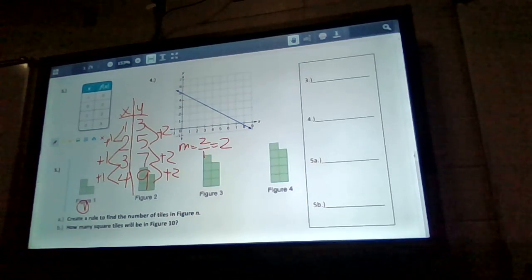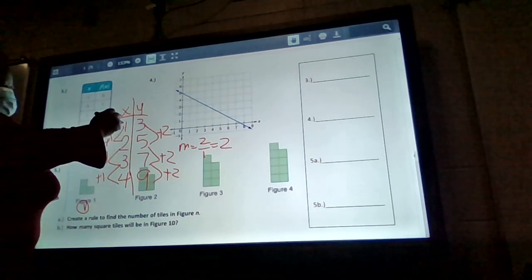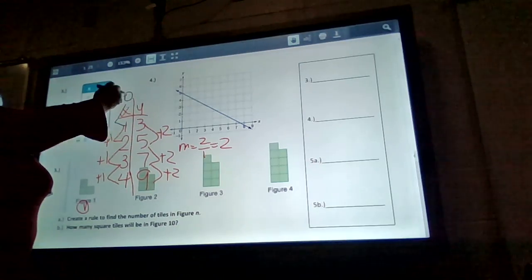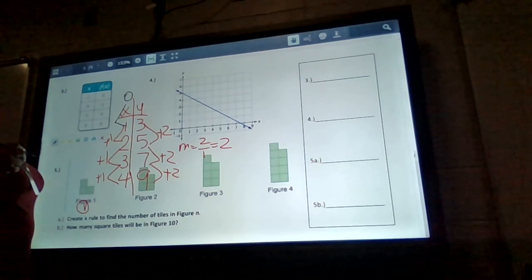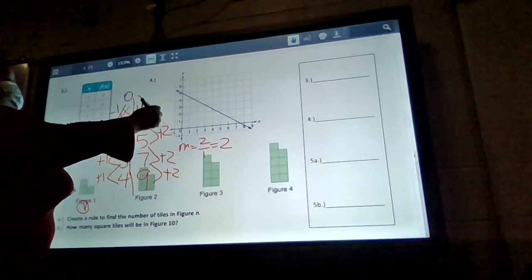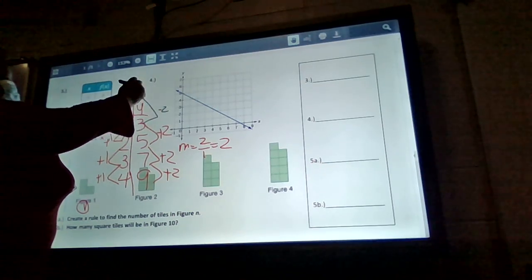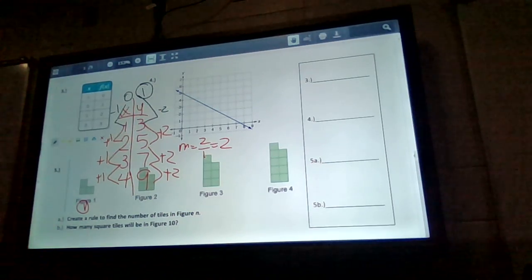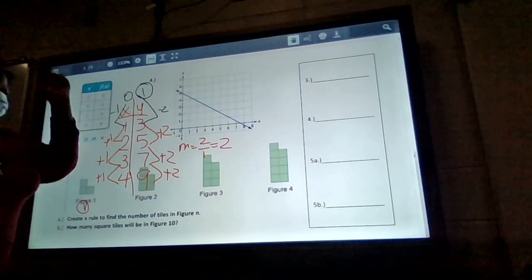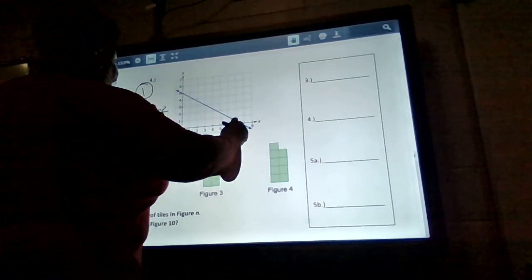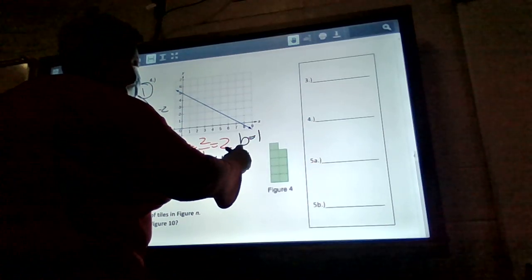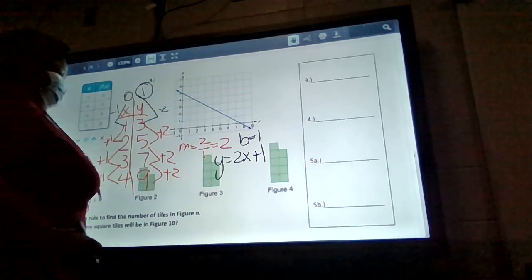I'm going to change colors. So what do I need to do to get x to 0? What am I doing from here to here? Am I adding 1? What am I doing? Subtracting 1. So here I'm going to subtract 2. So that's my y-intercept, because I've got to get it to x equals 0. I subtract 1, I just went backwards. So my y-intercept is 1. So my function rule is y equals 2x plus 1.